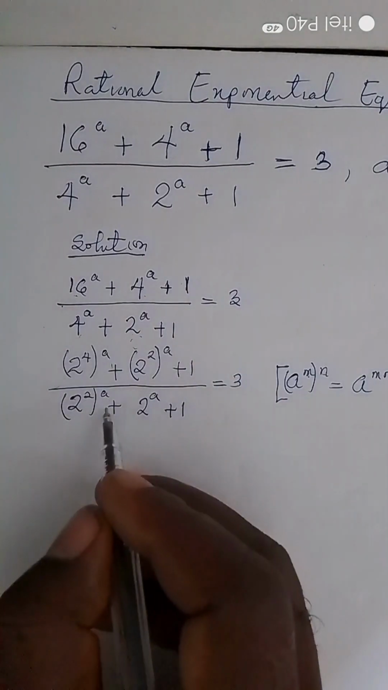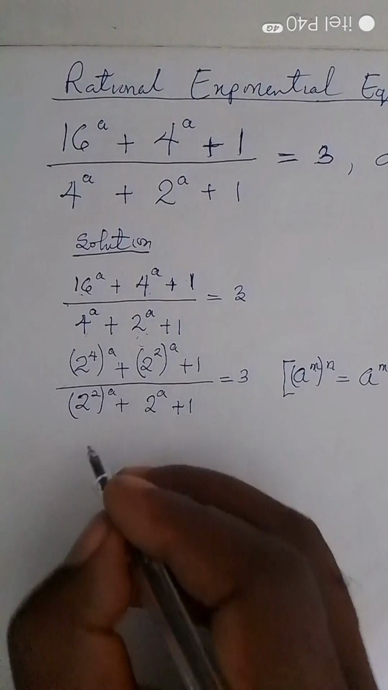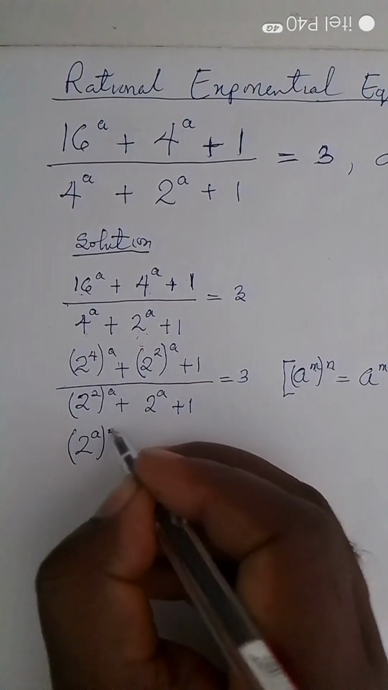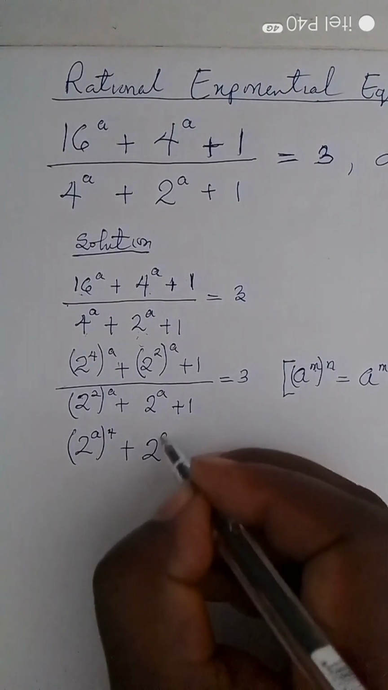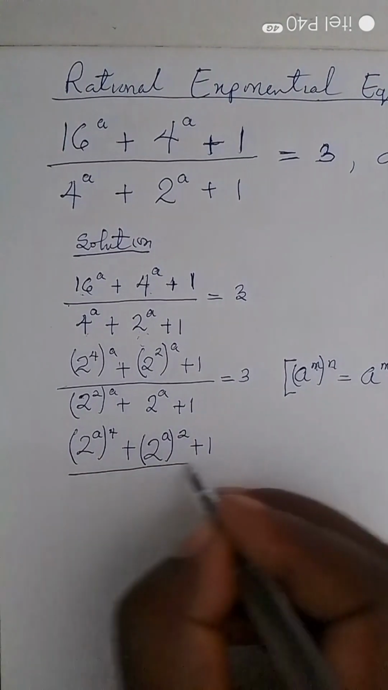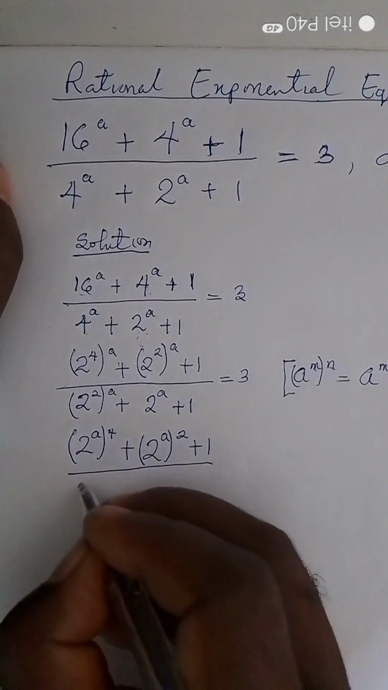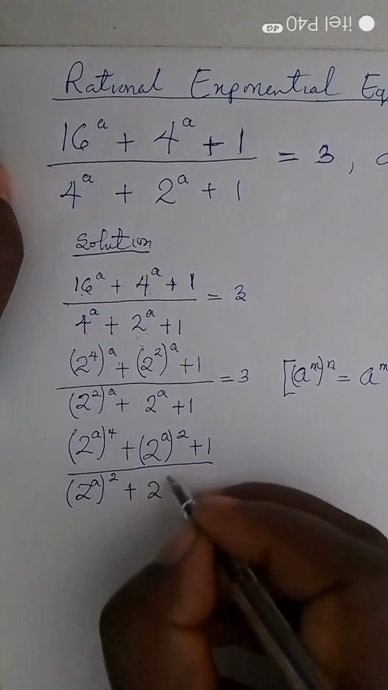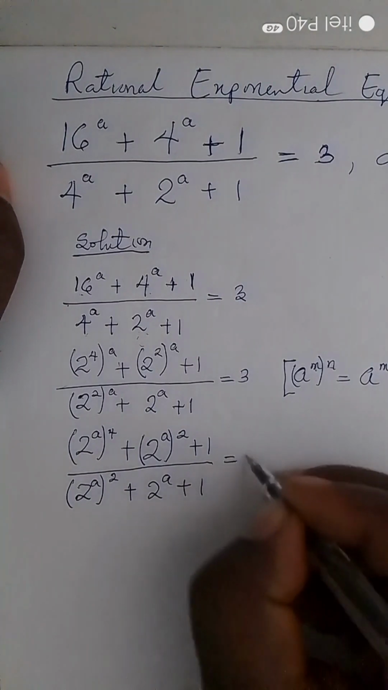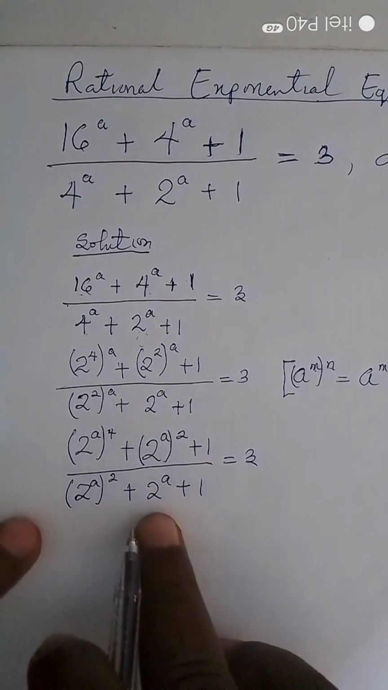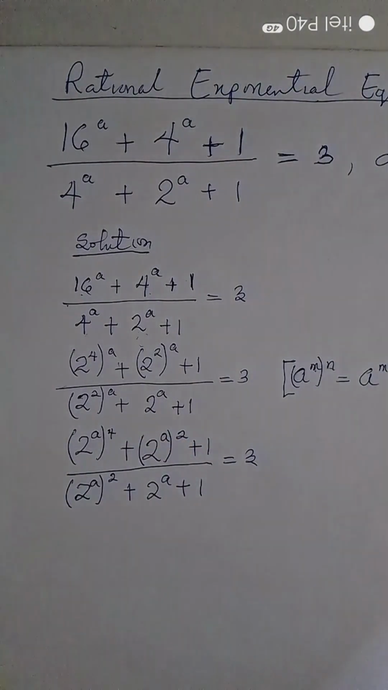to both the numerator and denominator of this question, I'm going to have 2 to the power of a, all to the power of 4 now, plus 2 to the power of a, all to the power of 2, plus 1, all over 2 to the power of a, all to the power of 2, plus 2 to the power of a, plus 1 equal to 3. Now, the idea why we have to apply this law is so that all the index notation will be in the same base and the same power, okay?